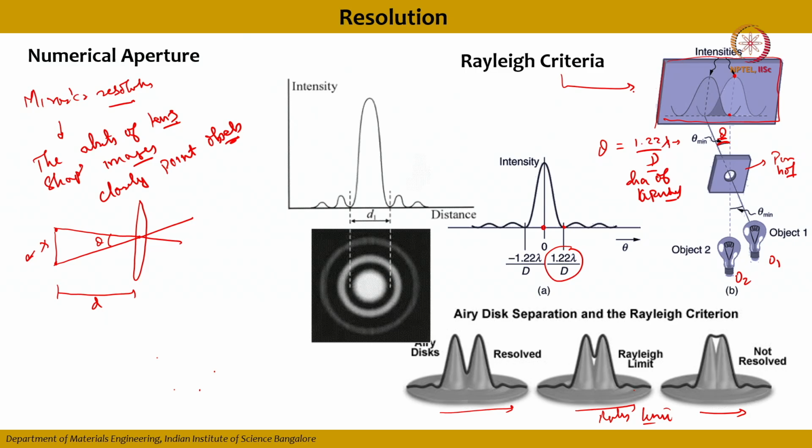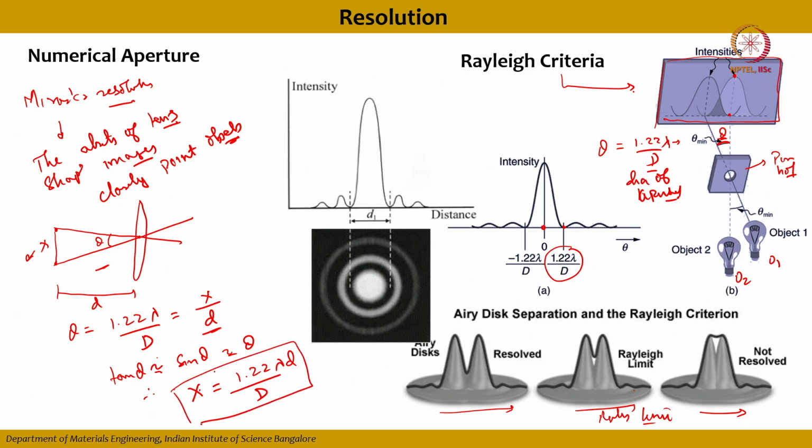So according to Rayleigh, theta is equal to, from the Bessel function, around 1.22 lambda by D, and from this geometry, it is equal to x by D. D is the distance between the two objects, correct? With the small angle approximation, usually we can say tan theta equals sin theta, which equals theta. Therefore, the resolving power x is given by 1.22 lambda D by D. This is your resolving power of any microscope.